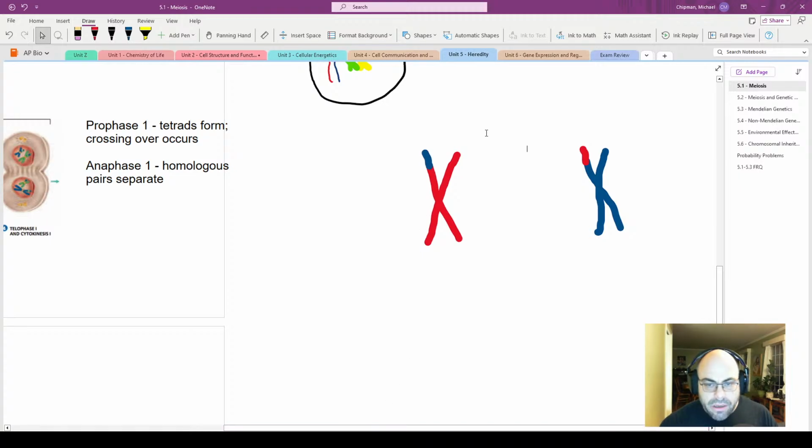A common mistake that students make is to do this, where they think that this is what's happening. And if you do that, homologous pairs have not separated.